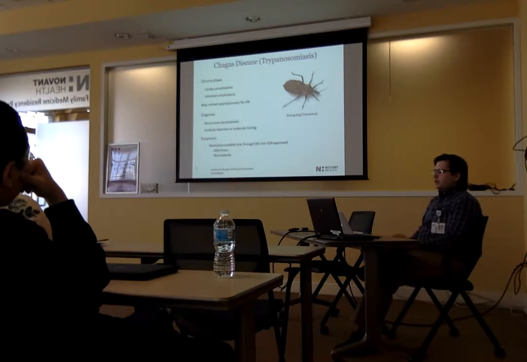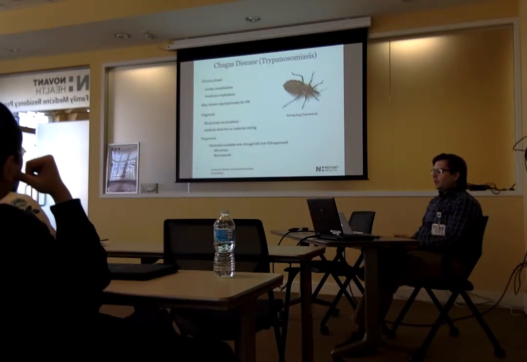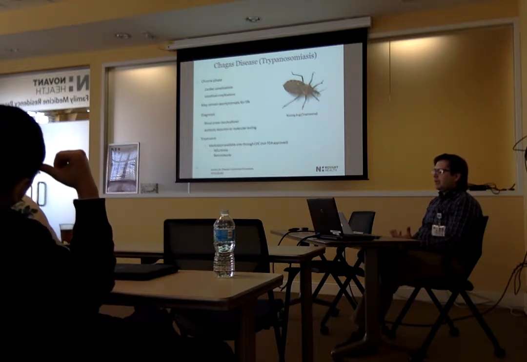There's also a more chronic phase where patients may show complications of cardiac or intestinal nature. And there's that kissing bug that we see, the vector. And interestingly, patients may actually remain asymptomatic for life but be infected.